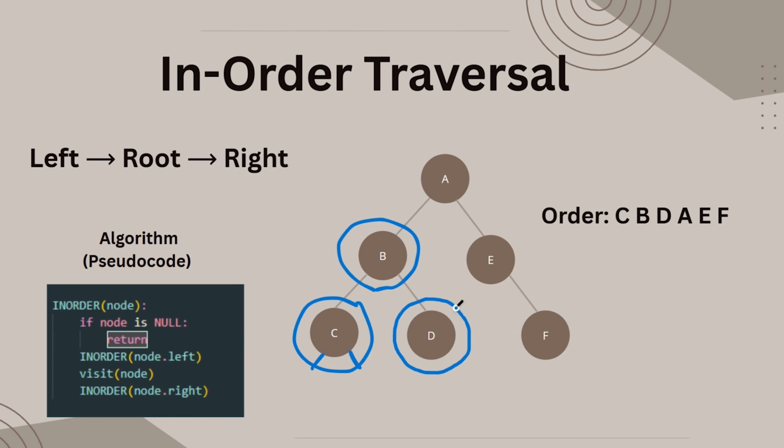Now since we are done with the left subtree, we go to the root of that, which is A. And now we go right to E. E has no left child, so that is null. So from left we go to the root, so we get E. And then we go right, so we get F. So the order is C, B, D, A, E, F.